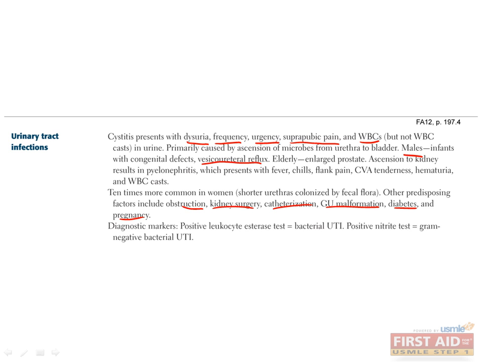If UTIs ascend even further, they can ascend to the kidneys, which may result in pyelonephritis. This can present with fevers, chills, flank pain, CVA tenderness, hematuria, and white blood cell casts in the urine. To diagnose UTIs, you use the leukocyte esterase test first, which tests for any type of bacteria, or the nitrite test, which is more specific for gram-negative bacterial UTIs.